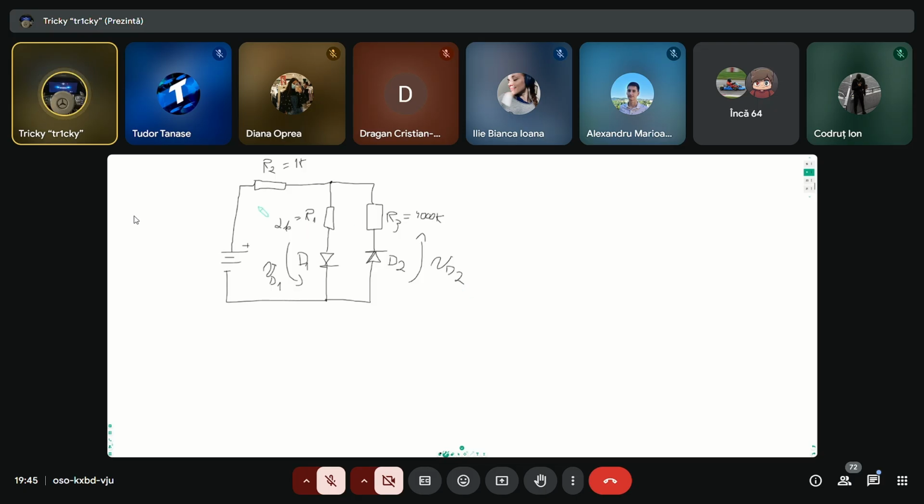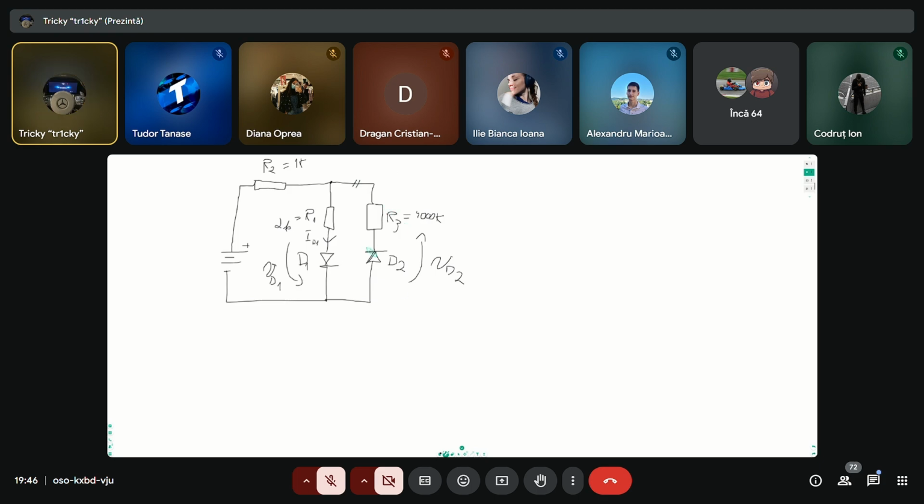We also have a current, so we need to draw the arrow for that, and this current goes like this, and this is called ID1. Since our second diode is reverse biased, this whole branch is disconnected because the diode is off.